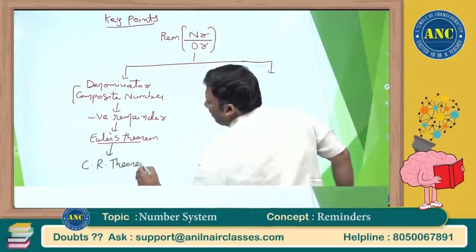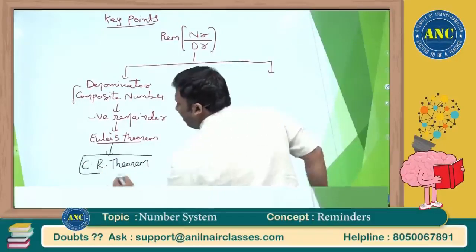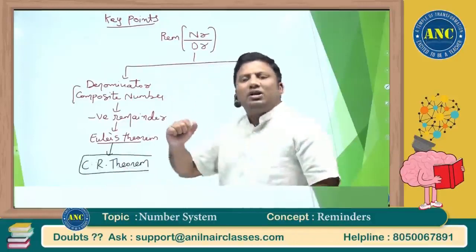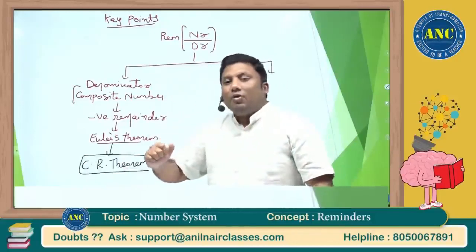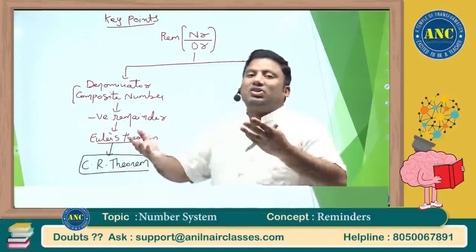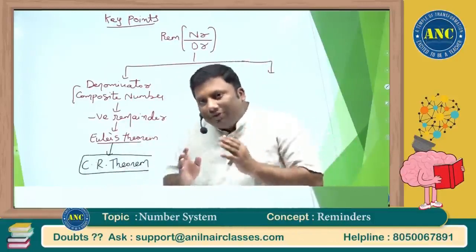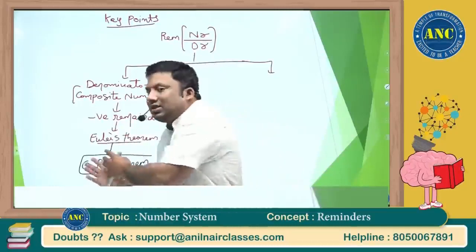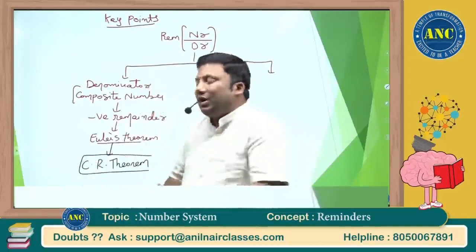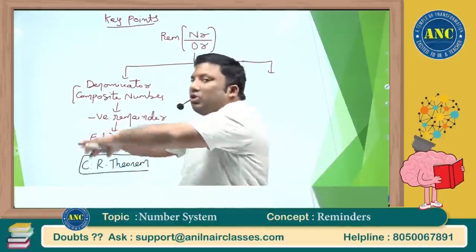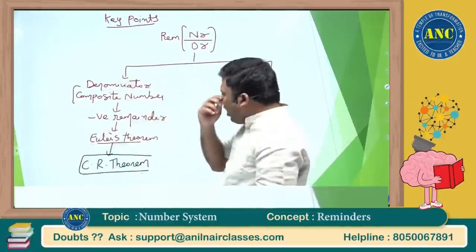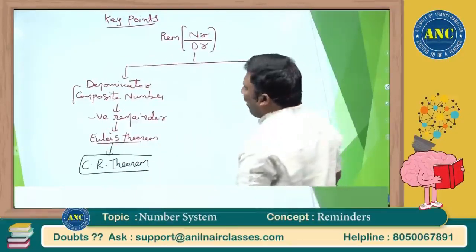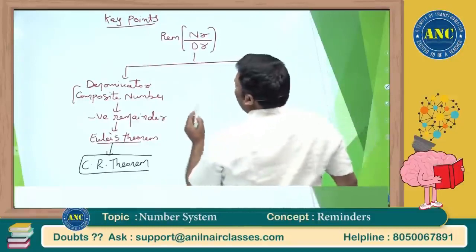Chinese remainder theorem. Everybody knows what the Chinese remainder theorem is. The only thing you do not know is that it is called the Chinese remainder theorem. Even from our 5th, 6th and 7th class textbooks, we have discussed the application part of it, but we did not know that the name of the theorem is Chinese remainder theorem. Now, why are we discussing it?